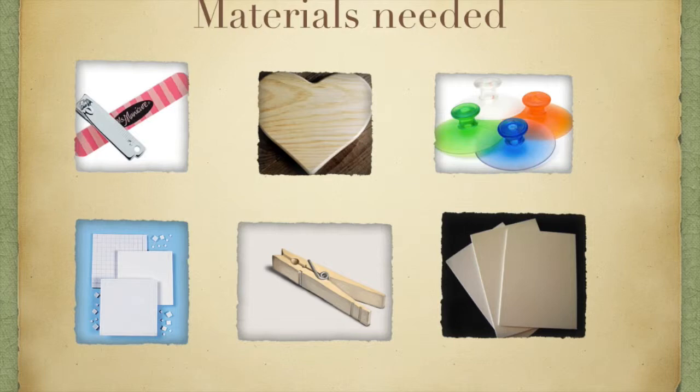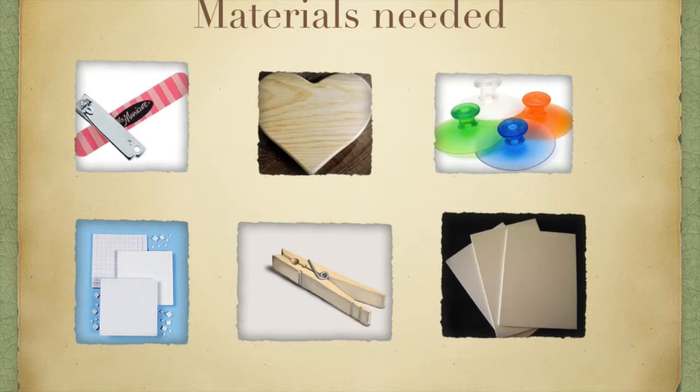Here's some examples of materials you could use to create the device. You will need a nail clipper and file. The file is optional, but I bought both in a pack for $3 at Walmart. A wooden base of some kind is needed. This provides an opportunity to be client-centered. You can find a wood base that matches their interests. As you can see, a heart, for example.